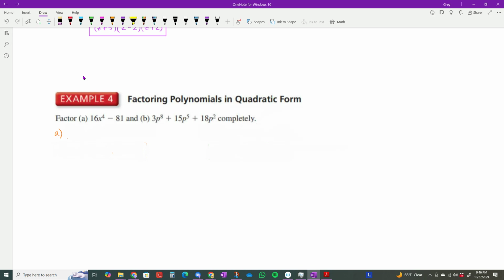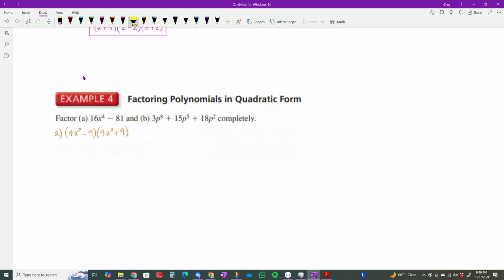What's the square root of 16x to the fourth? Square root of 16 is 4. The square root of x to the fourth is x squared. It's just half of it. So I've got 4x squared in the beginning of both, and the square root of 81 is 9, and one of them is minus and one of them is plus.